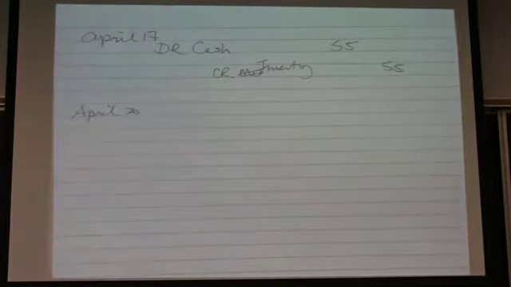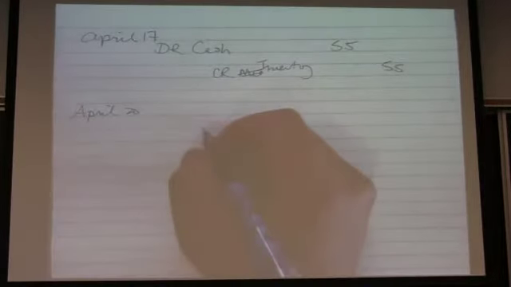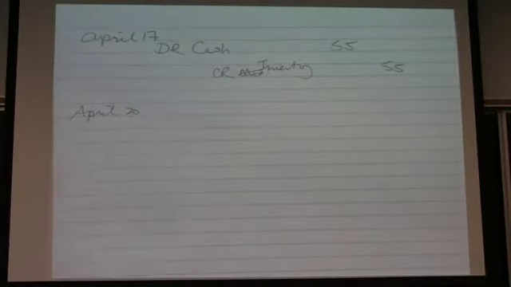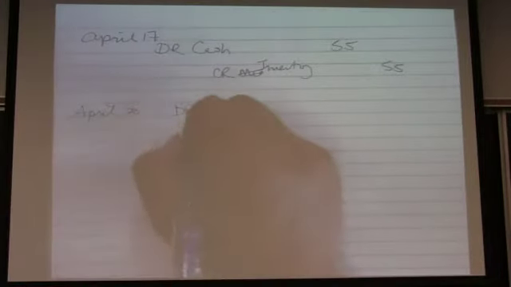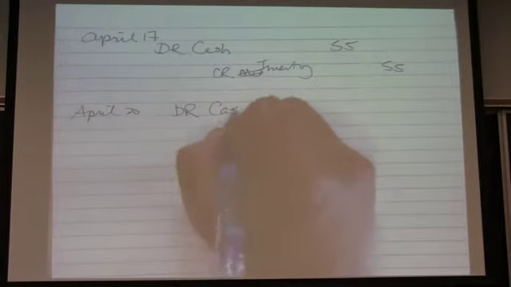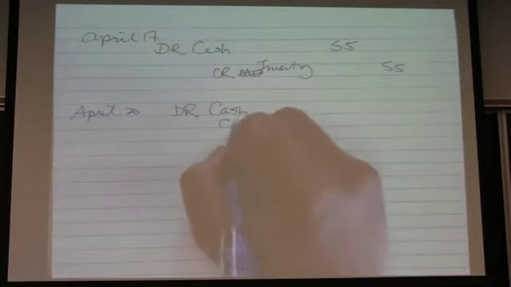What happened on April 20th? April 20th, we returned $60 of supplies purchased on April 14th and received cash refunds. So again, we bought a whole bunch of supplies, we opened the box, we realized there's a whole bunch of supplies that we actually didn't need, so we're going to debit cash, credit supplies.